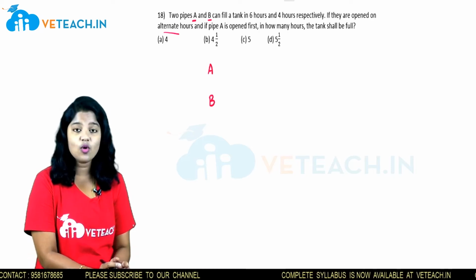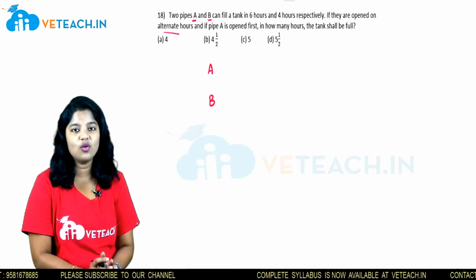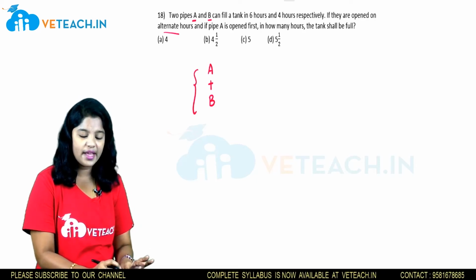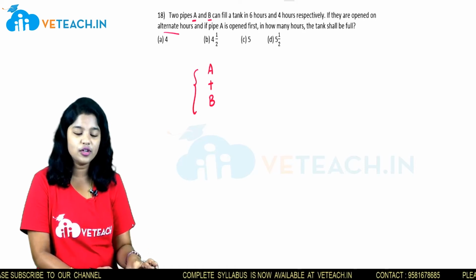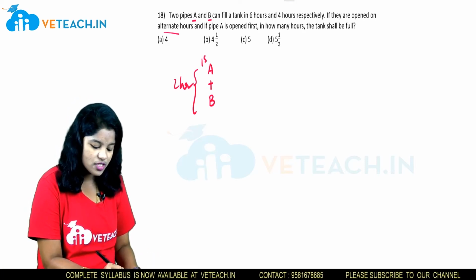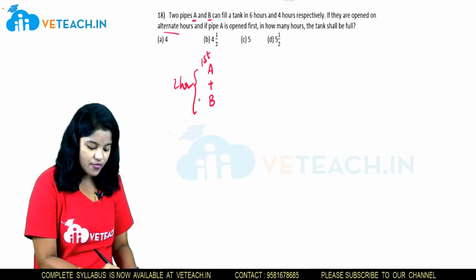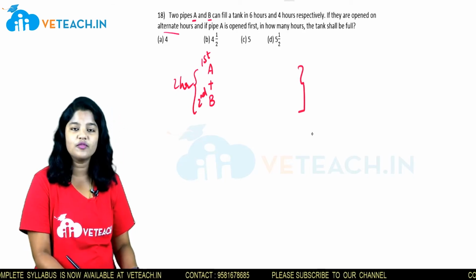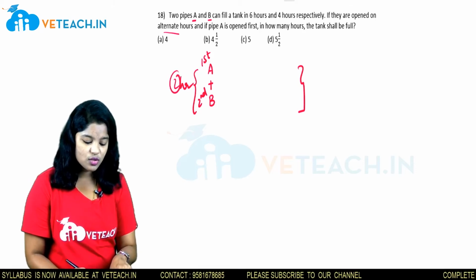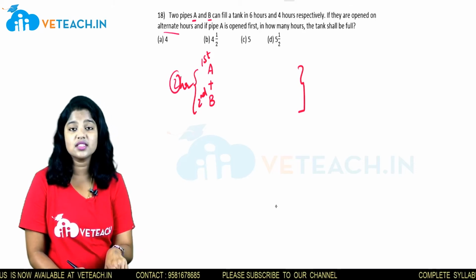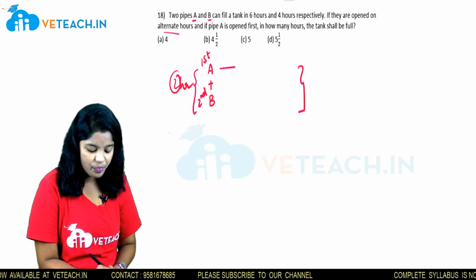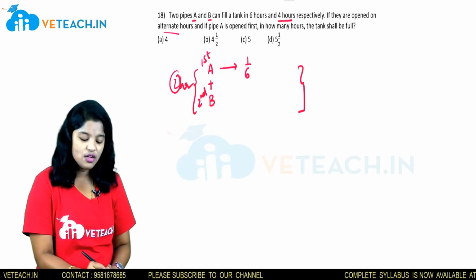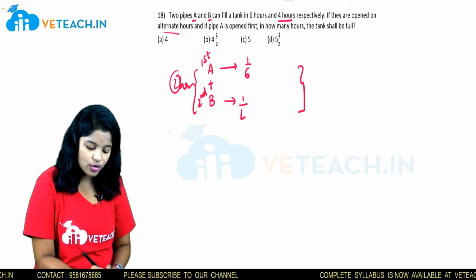Now if the pipe B is opened for the second hour, the pipe A stays closed. That means we are considering the time for 2 hours, because for the first hour A is opened and B is closed, and for the second hour B is opened and A is closed. So the total work done by both of them is in 2 hours. A can fill the tank in 6 hours, so per hour A can fill 1/6 of the tank, and B can fill the tank in 4 hours, so per hour B can fill 1/4 of the tank.